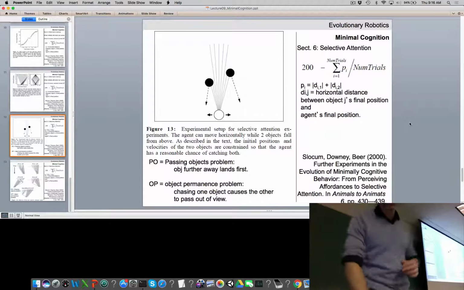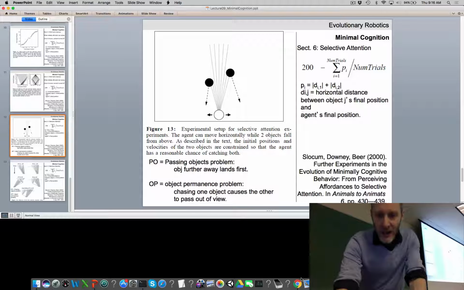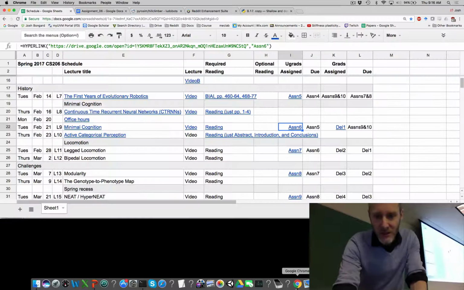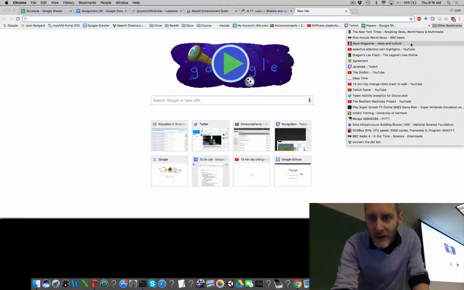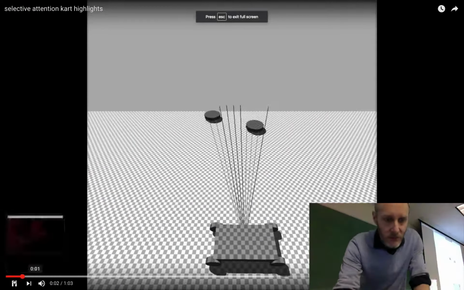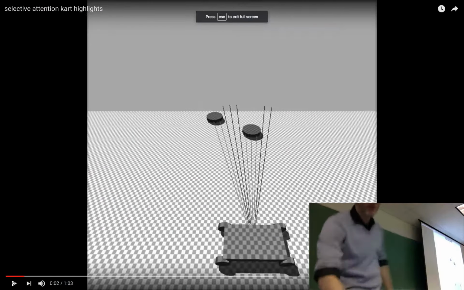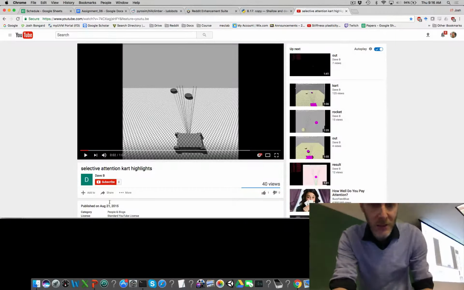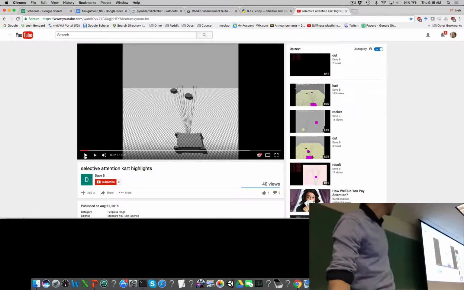This is my favorite one, selective attention. And I actually had a student who worked on this last year. If I can find it here for you. Cart. All right. So I had a student who actually did implement this last year in a physics engine.